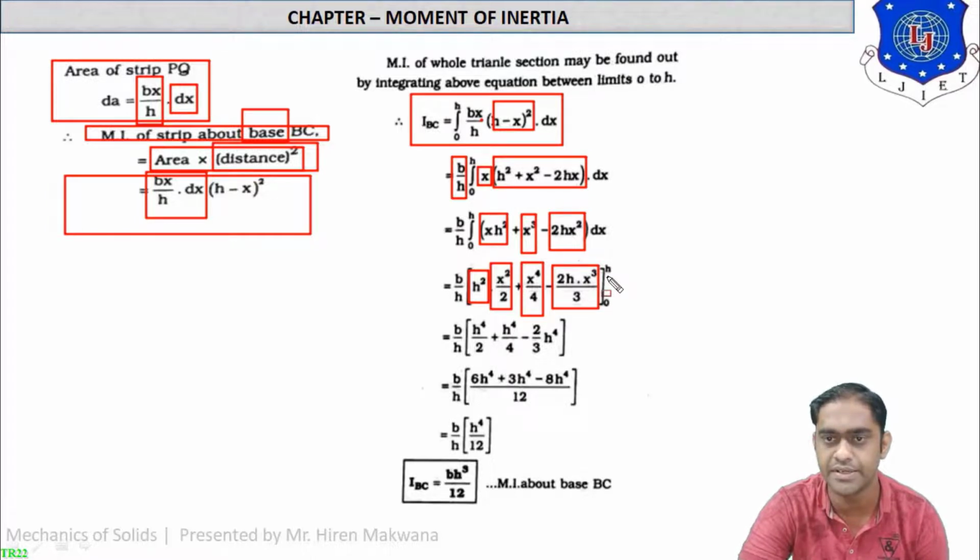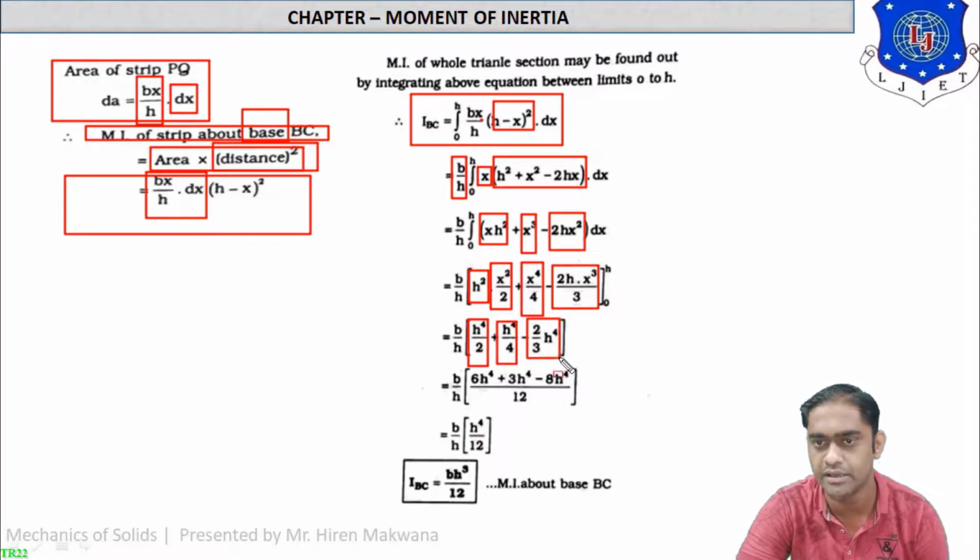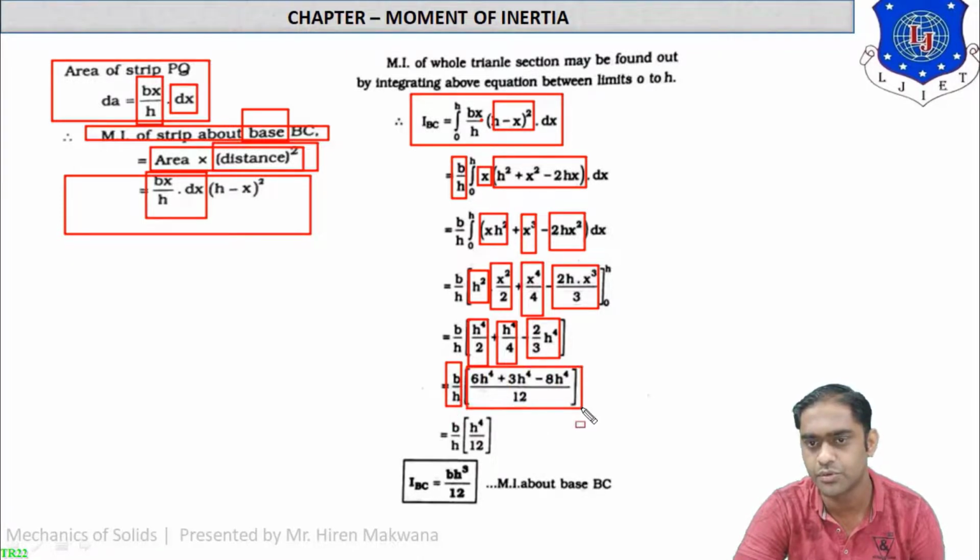Now replacing the limits, then you will get this type of term. You can take h square into h square by 2, means h raised to 4 by 2, first term. Then after replacing x with h over here, it is h raised to 4 by 4. Then it is 2h raised to 4 by 3. So the answer will be b by h into 6h raised to 4 plus 3h raised to 4 minus 8h raised to 4 by 12. This is the actual LCM calculation.